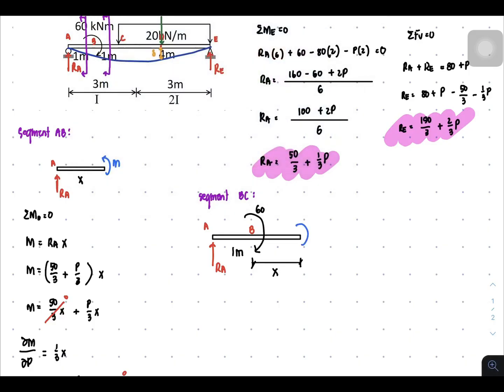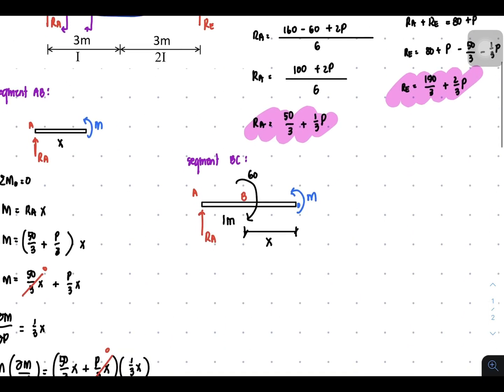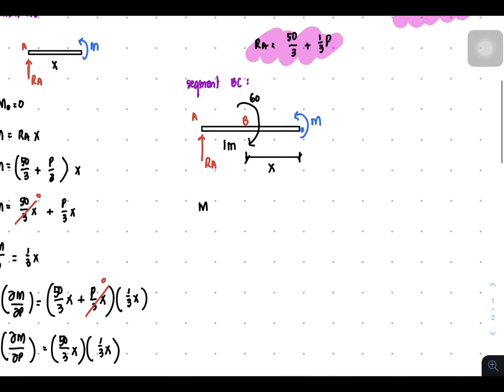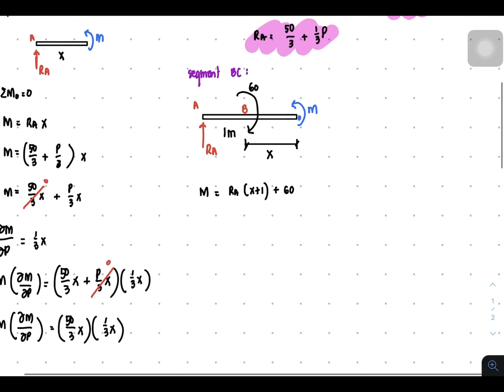Then apply the moment equation, the moment bending. So we are now going to create the equation. So it's M equal to RA times x plus 1, then plus 60. So with that, we will have, substitute RA. It's 50 over 3 plus P over 3 times x plus 1 plus 60.